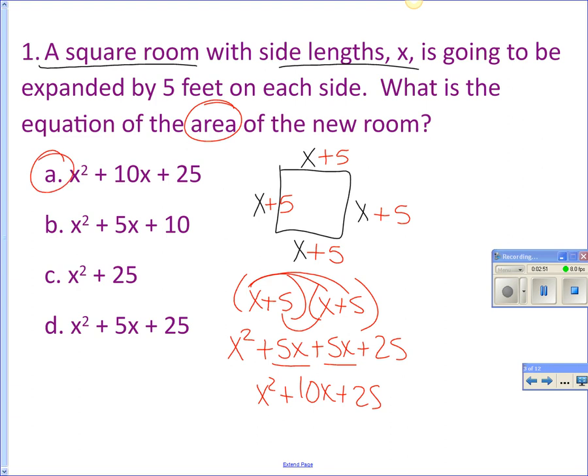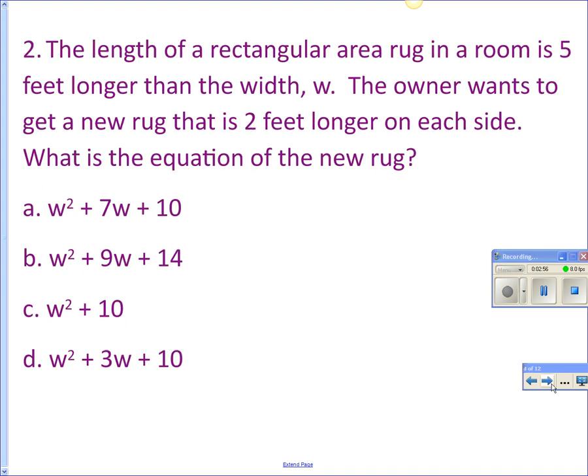Any questions about number 1? Okay. Number 2. The length of a rectangular area rug in a room is 5 feet longer than the width W. The owner wants to get a new rug that is 2 feet longer on each side. What is the equation of the new rug?